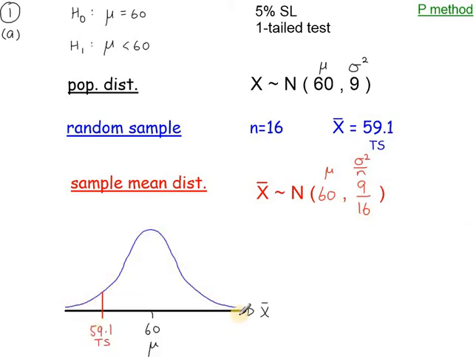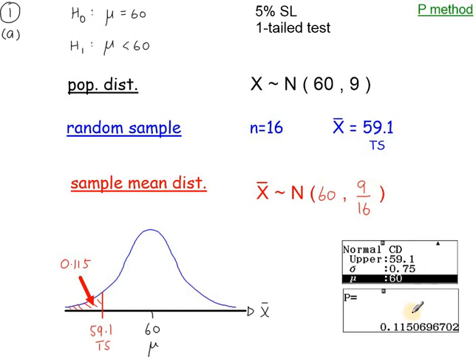So we'll do a normal distribution sketch for the sample mean for this distribution. We put 60 in the center, that's the mean. We take our test statistic 59.1, we mark that on the sketch, so 59.1 will be on the left hand side here. And now we always calculate the probability from the line that we've drawn going outwards. So we need the probability of this region.